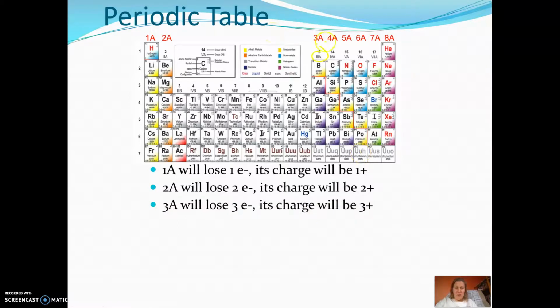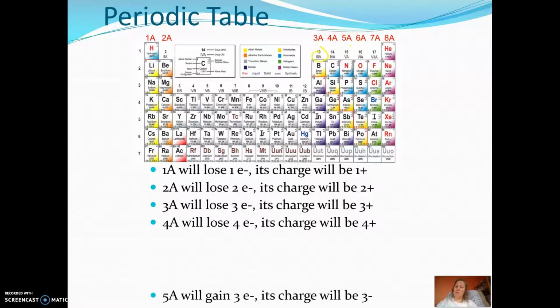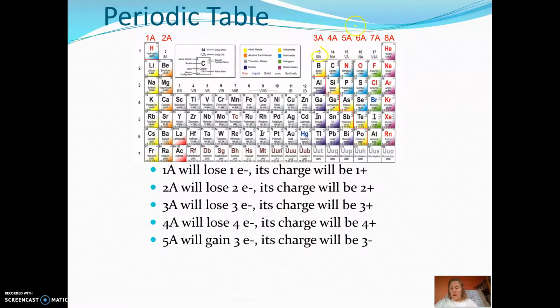3A is 3 plus. 4A, these guys, I said mostly 4 pluses. Well, at the top, it depends whether you're a metal or non-metal. That's coming up real soon. 5A has 5. Okay, so why does 5A gain 3 electrons? Well, it's going to be easier to steal 3 electrons from somebody than give away their 5. Same thing with 6A, which oxygen was in that example before. It's easier to steal 2 from somebody else than give away 6.